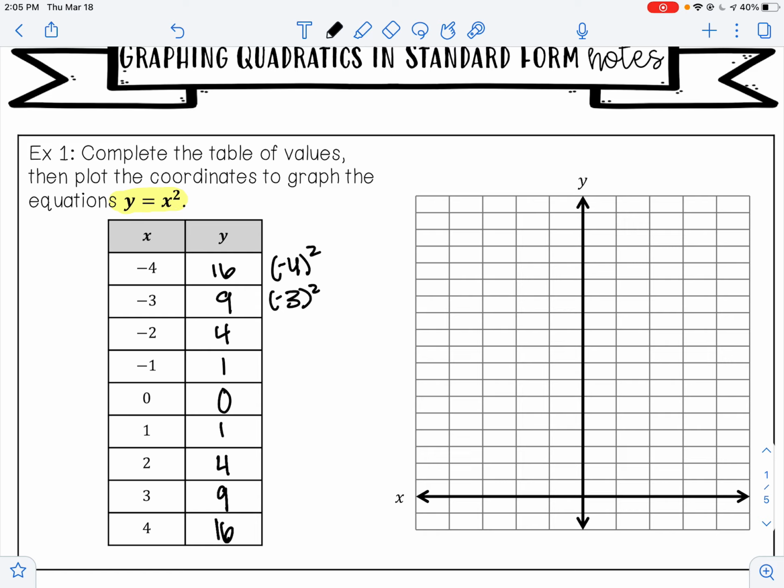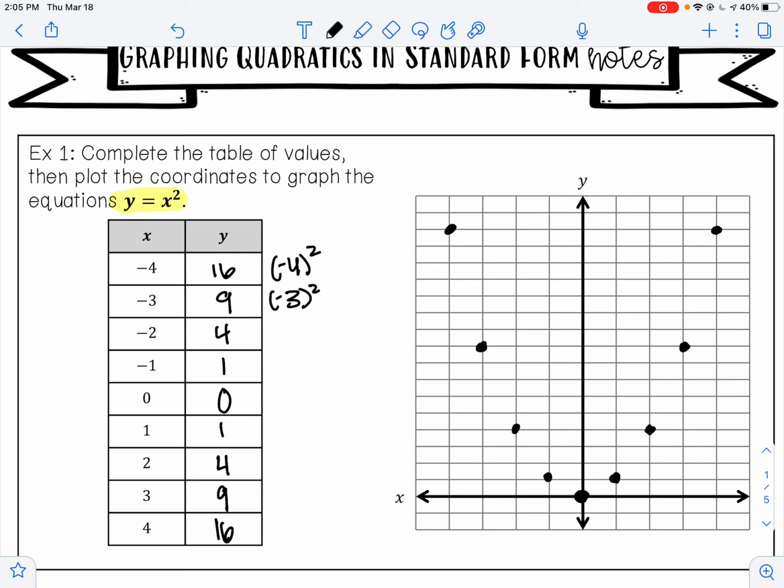And so I'm going to start by going to negative 4, and then 1, 2, 3, 4. So there's that one. And then 1, 2, 3, 4, 5, 6, 7, 8, 9, negative 2, 4, negative 1, 1, 0, 0, 1, 1, 2, 4, 3, 9, and 4, 16.